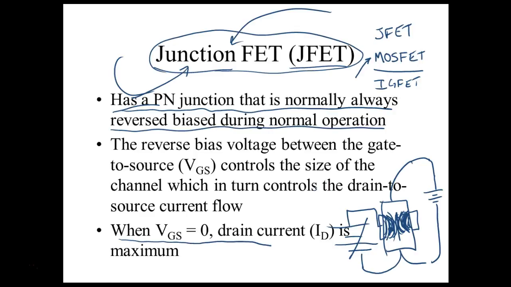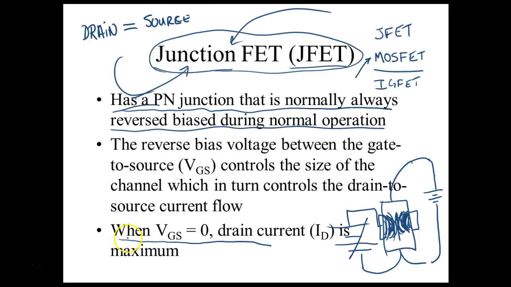Now, a little different too that we need to understand is on a FET, your drain current is equal to your source current because we're not supplying a base current. On a BJT, your collector current is slightly less than your emitter current because your emitter current is a combination of your collector current and your base current. But on a FET, the drain current and the source current are equal to each other.